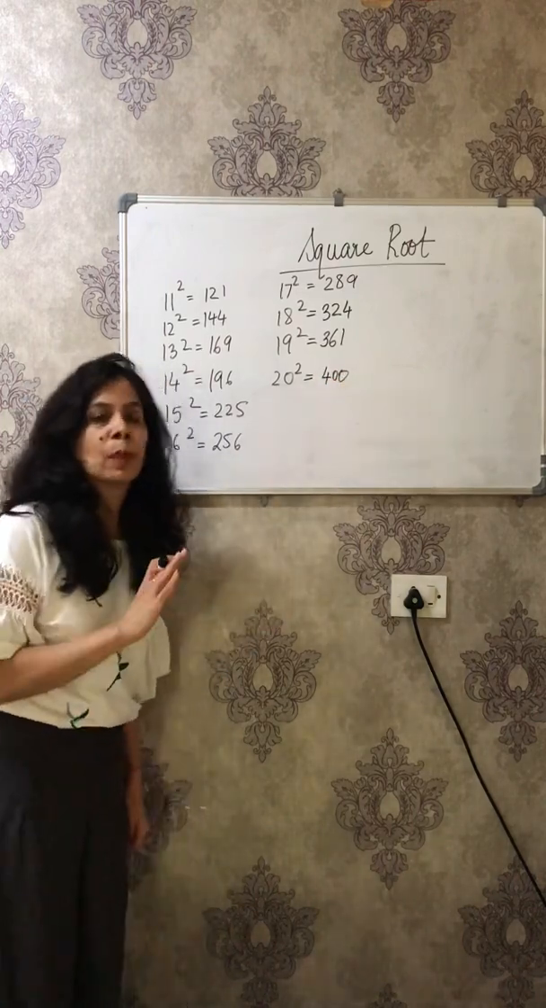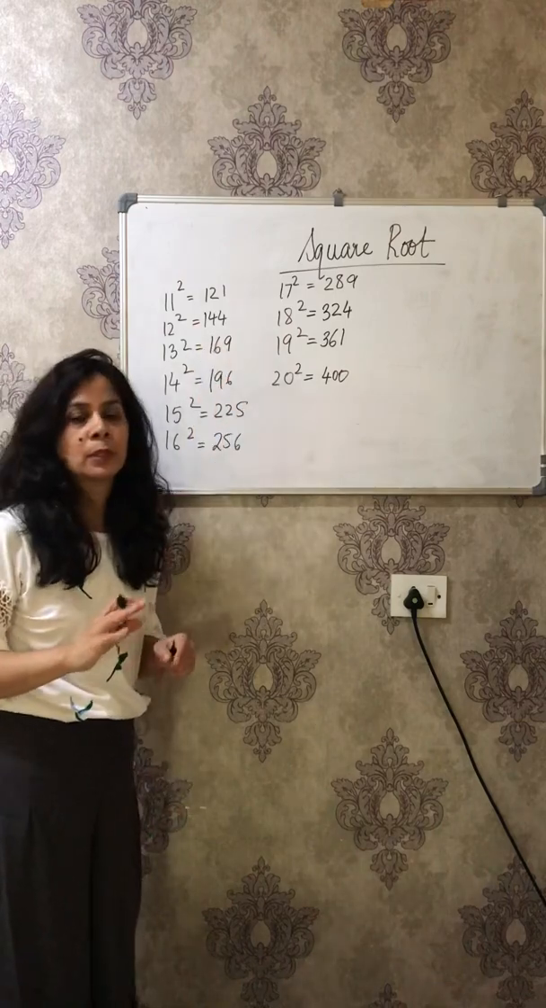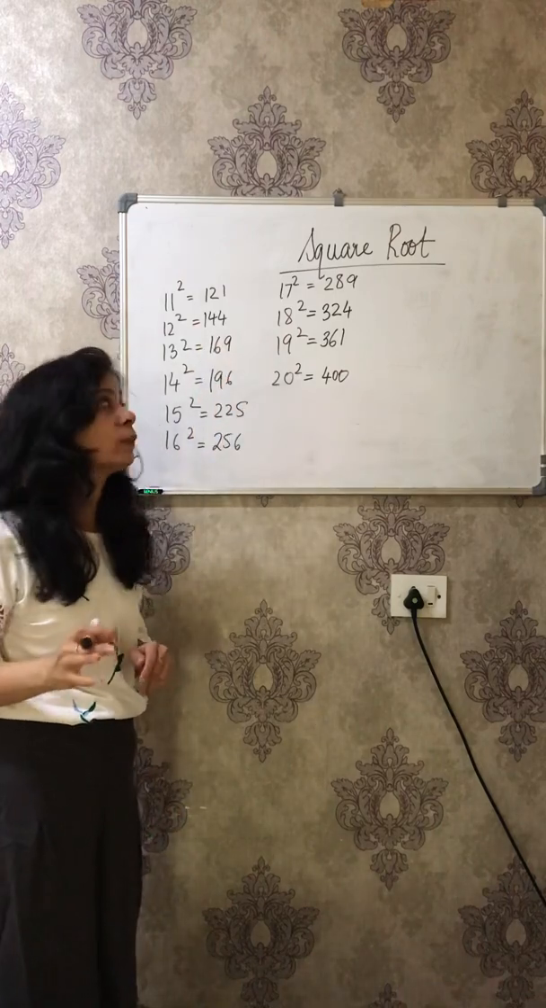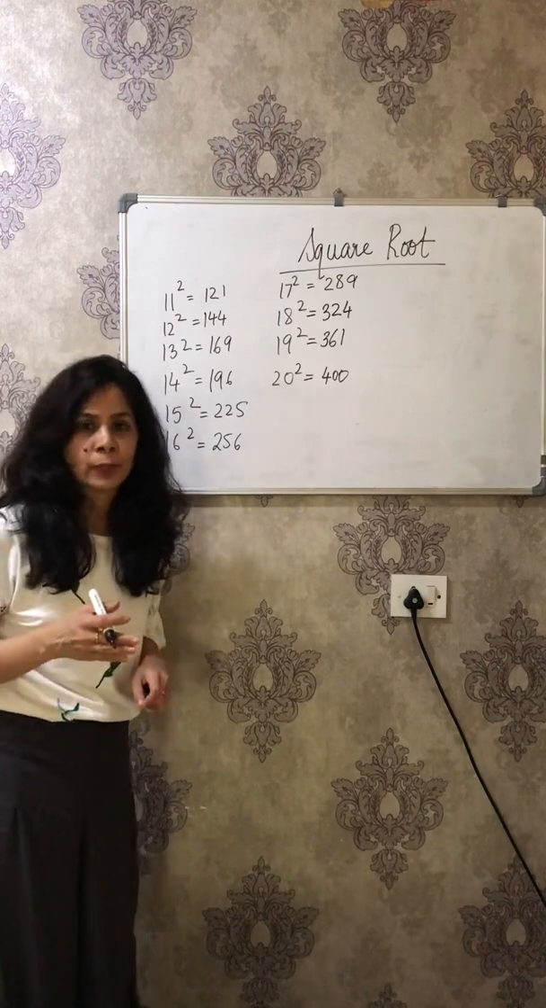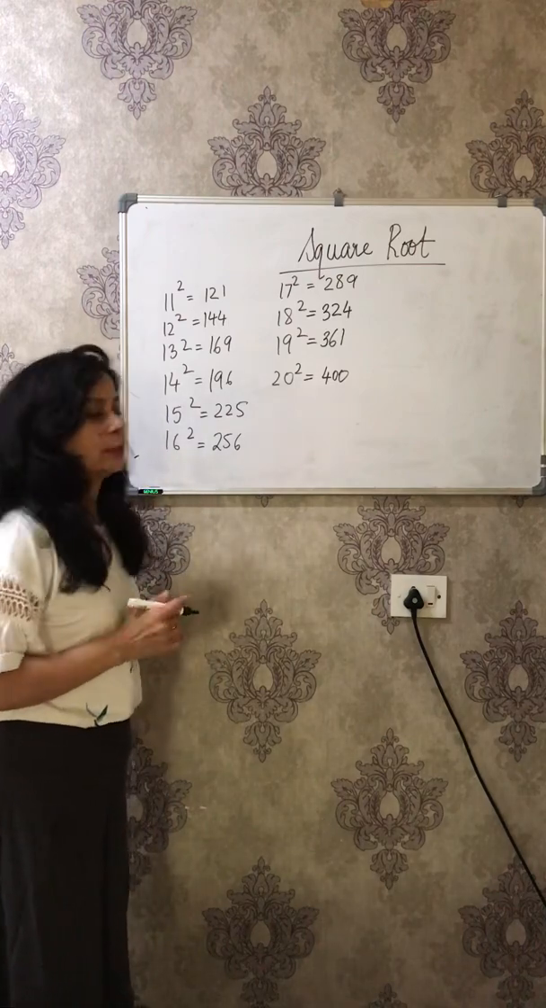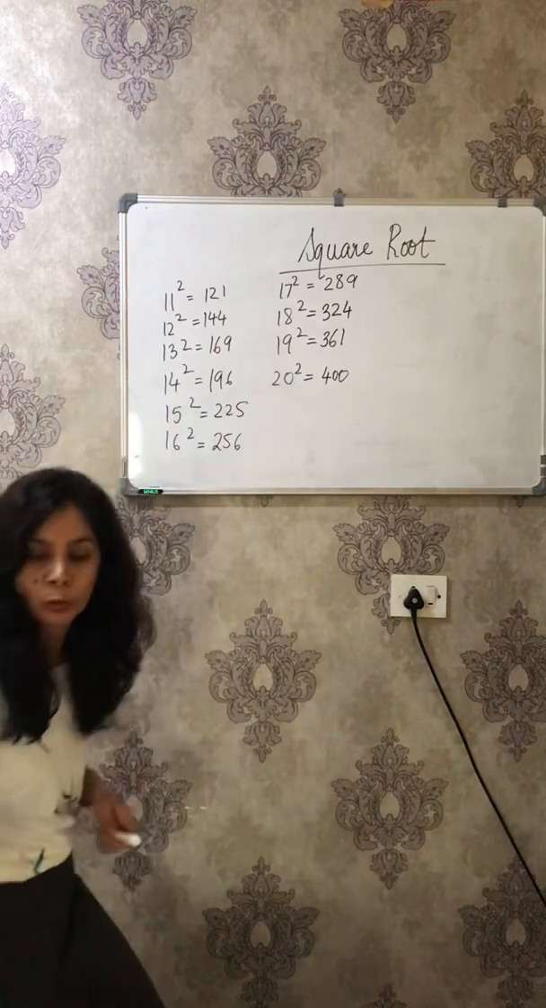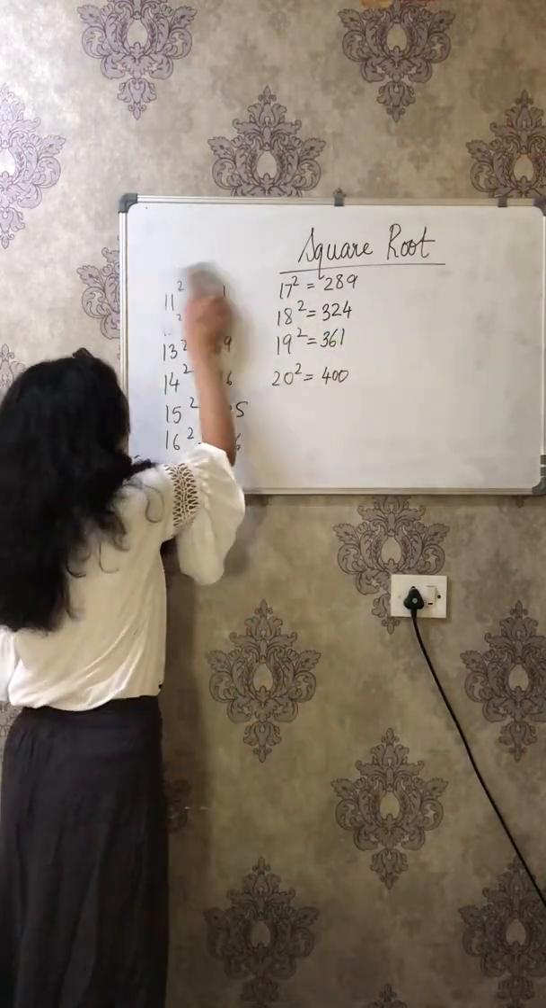So if you just memorize the square of these numbers, you can solve half of the problem. You don't even need to do the proper square root thing. Okay, so this part is done. So let's come back to how to find the square root properly.